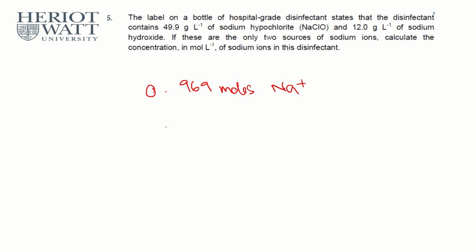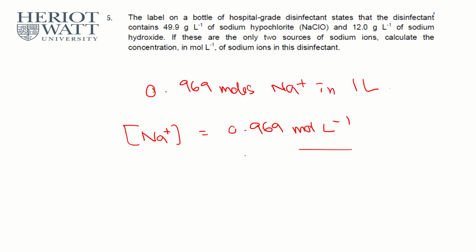So all per liters, right? All the while we are doing in the bottles of 49.9 grams per liter, and sodium hydroxide is also per liter. So everything, this one should be in 1 liter. So the concentration of sodium ions is 0.969 mole per liter. Okay, so that's the answer.